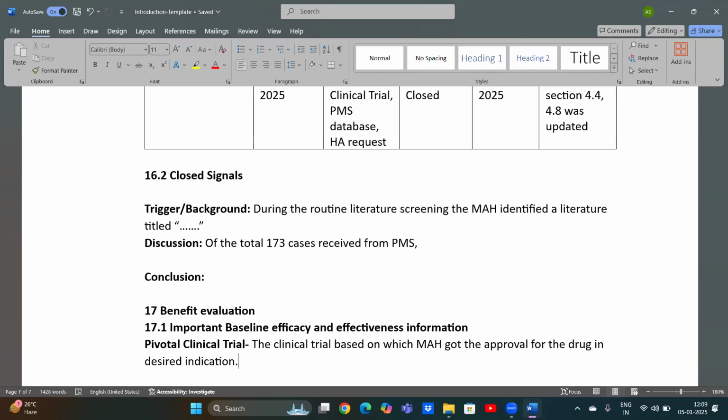Because in formulation, what happens now? If I have to apply for some formulation and the indication is the same, I will do the BA/BE studies to see whether that formulation is equivalent to what is approved or not. Based on that, I'll get the approval. So in that case, we don't do clinical trials for indication. If the indication is the same and the formulation is different, we can do BA/BE studies and complete it. Okay.